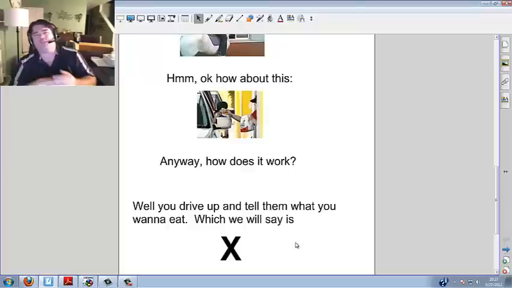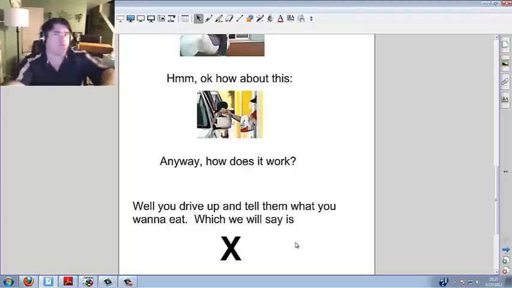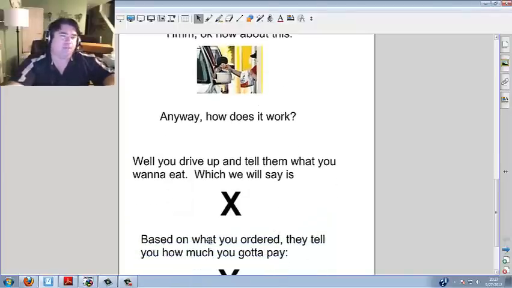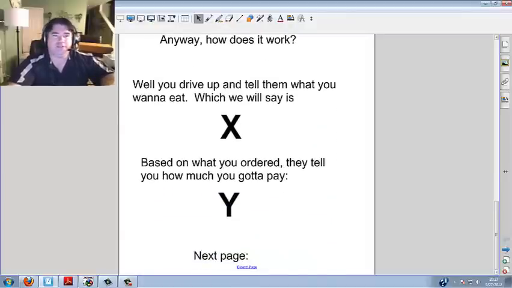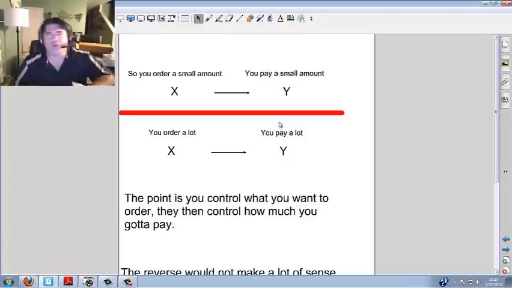What you order, or what you say, is the x, because you decide. There's an entire menu to pick from, and you choose what you want to eat. Now, based on what you ordered, they tell you how much you have to pay, which is the y. So let's go to the next page, and I'll show you.